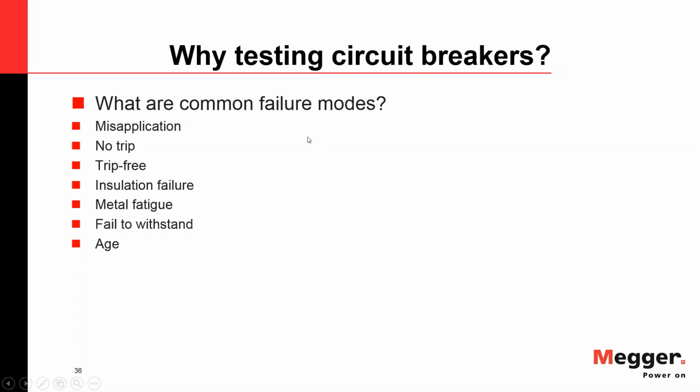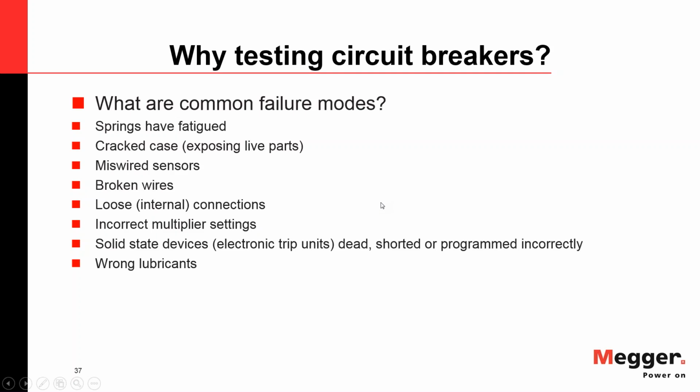You can have insulation failure, springs, contacts, everything that is moving or under stress, under mechanical tension, can fatigue and break. It can simply fail to withstand. That means it is okay, but then a fault happens, maybe a fault that is beyond the design, which technically should not happen, but it could, because of wrong short circuit calculations, and the circuit breaker blows up because the fault was higher than its maximum capability, and age, corrosion, whatever.